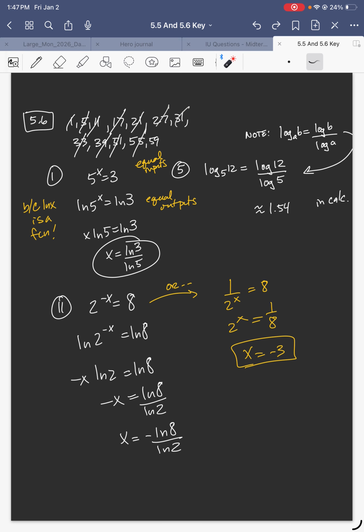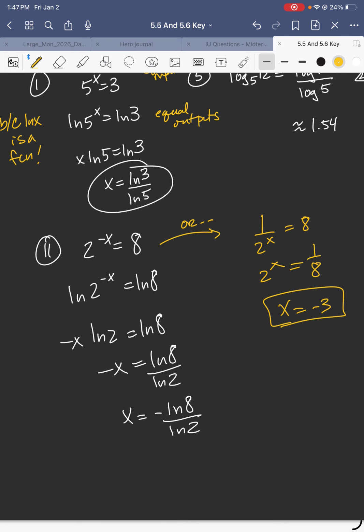Over here on number 5, if I wanted to do this on my calculator, log base 5 of 12, that's just log of 12 over log of 5, where there's an understood base 10 here, and I can now do it on my calculator pretty easily. So this is the change of bases formula. The log base a of b is log of b over log of a. Pretty handy.